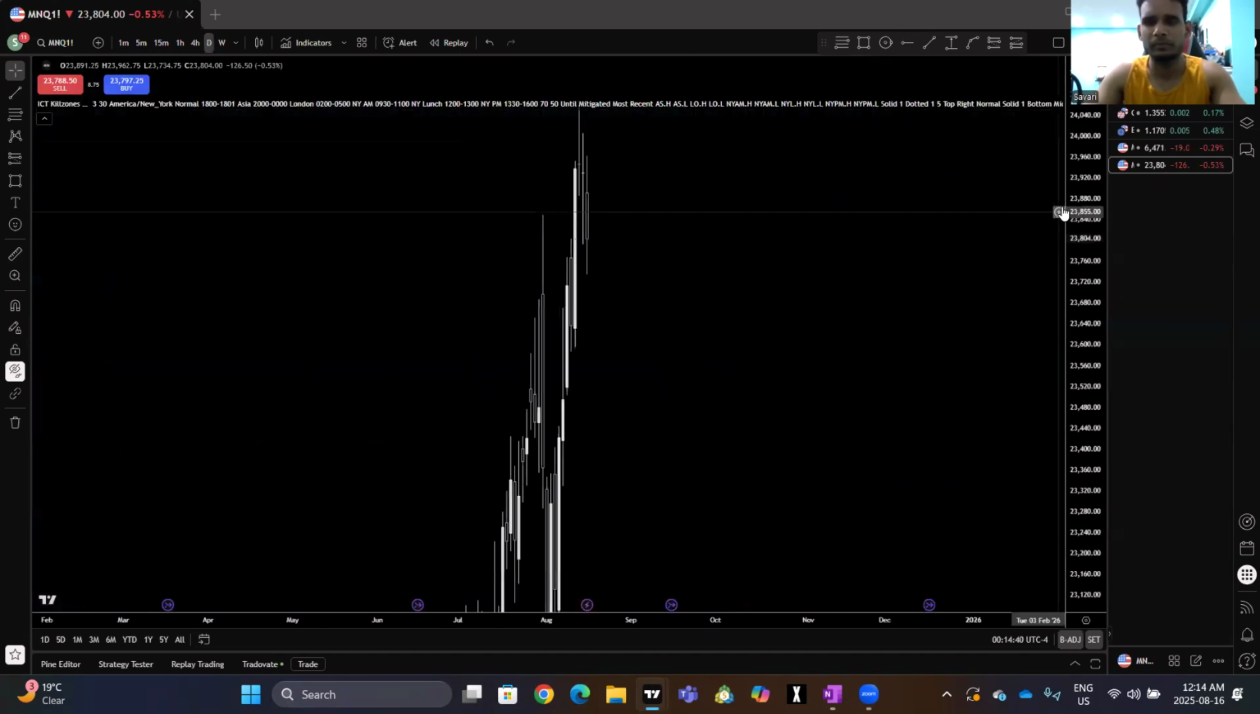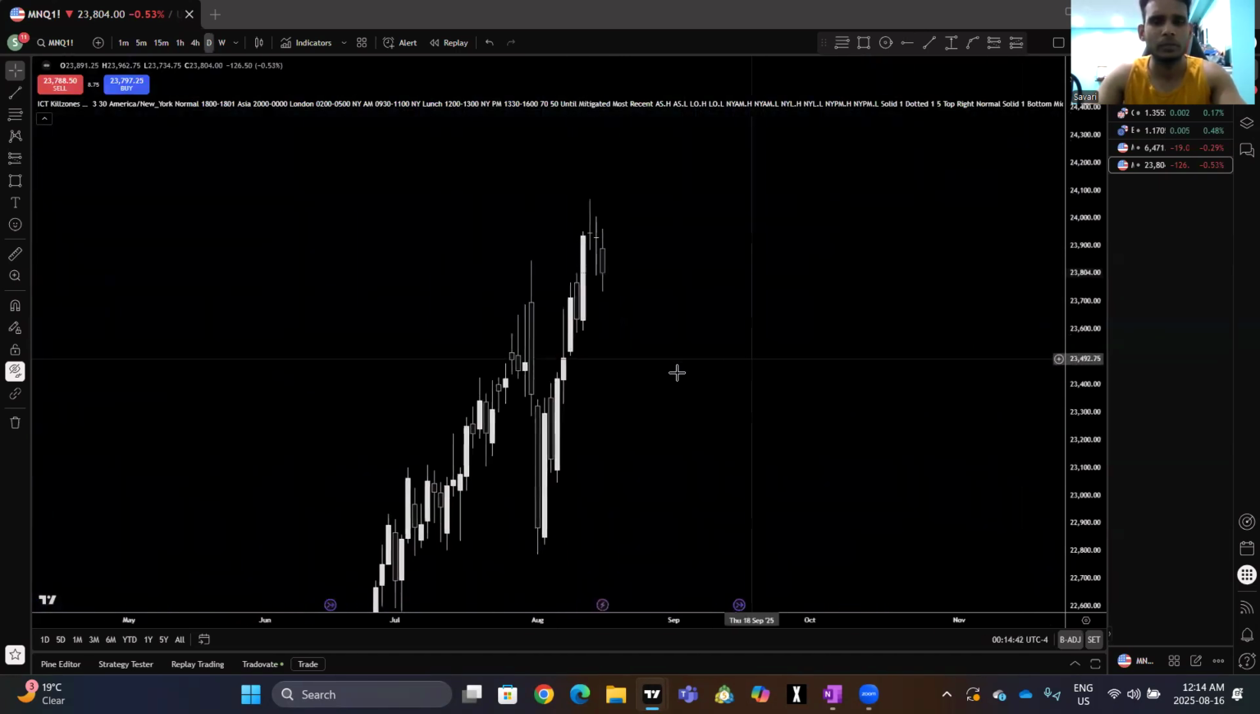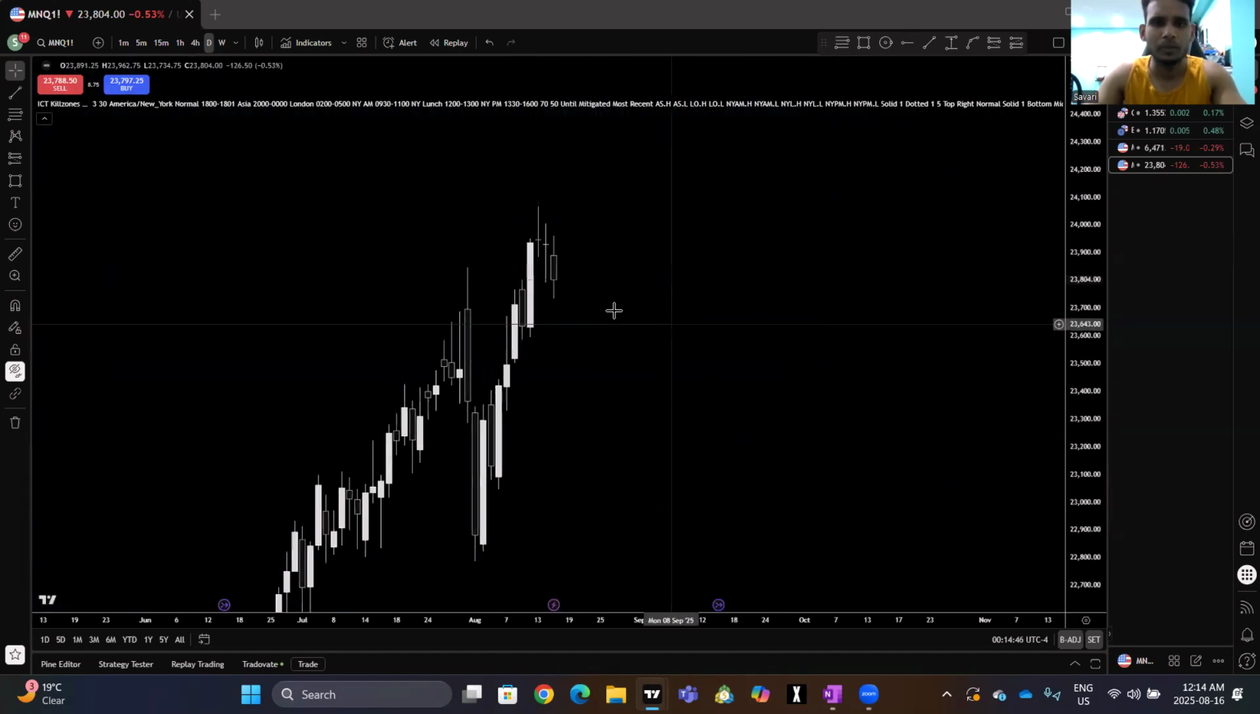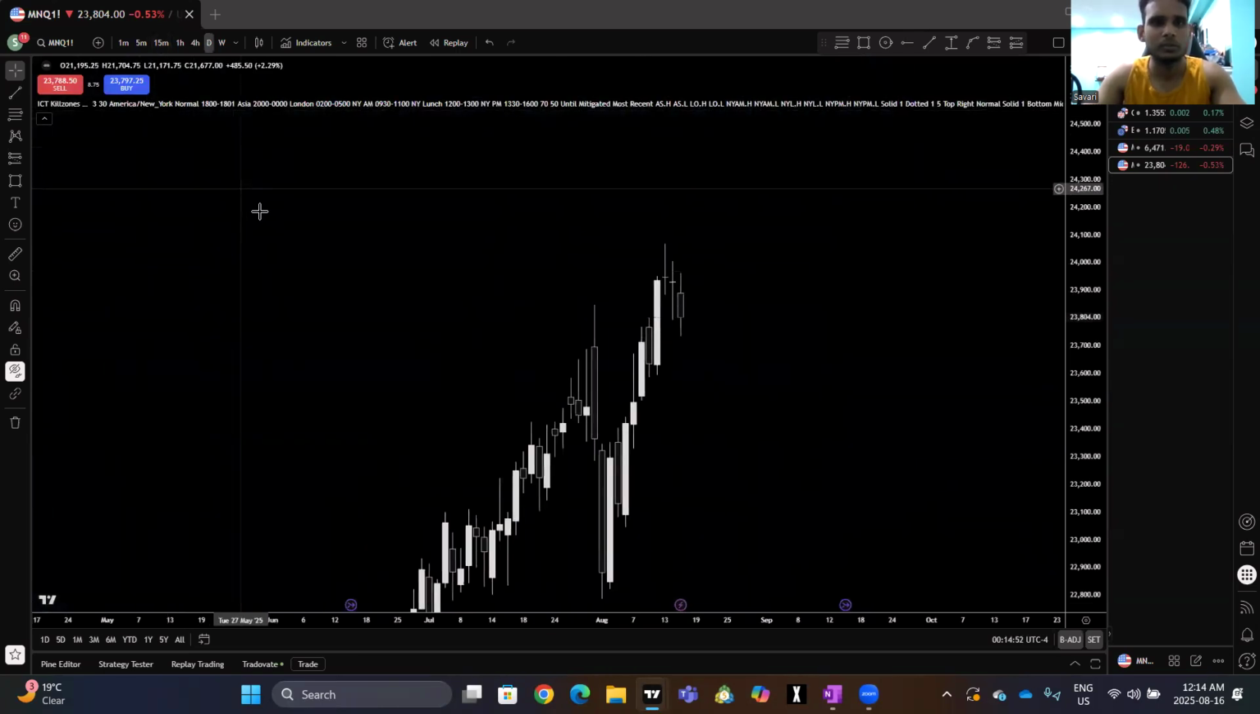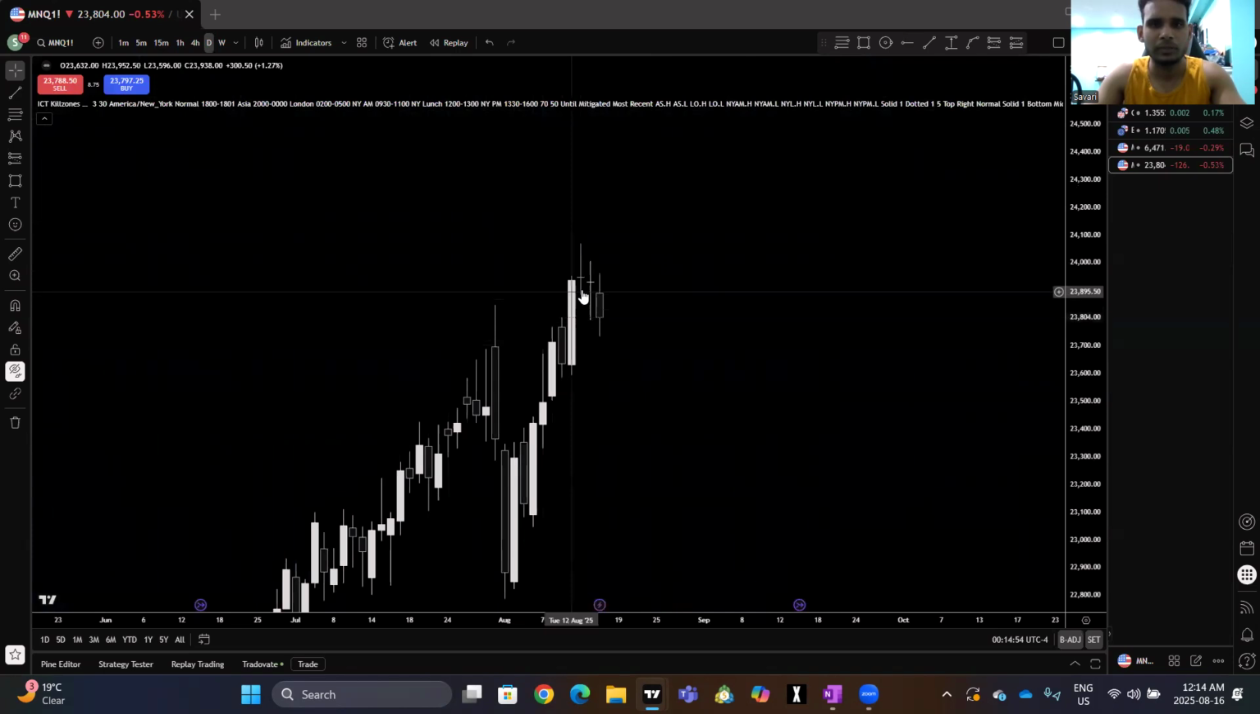Starting with daily time frame. Market is super bullish, close above this high, which leaves this fair value gap open. So inside this range, we need to be bullish. Got it? End of Asian candle. This is today's Friday candle.